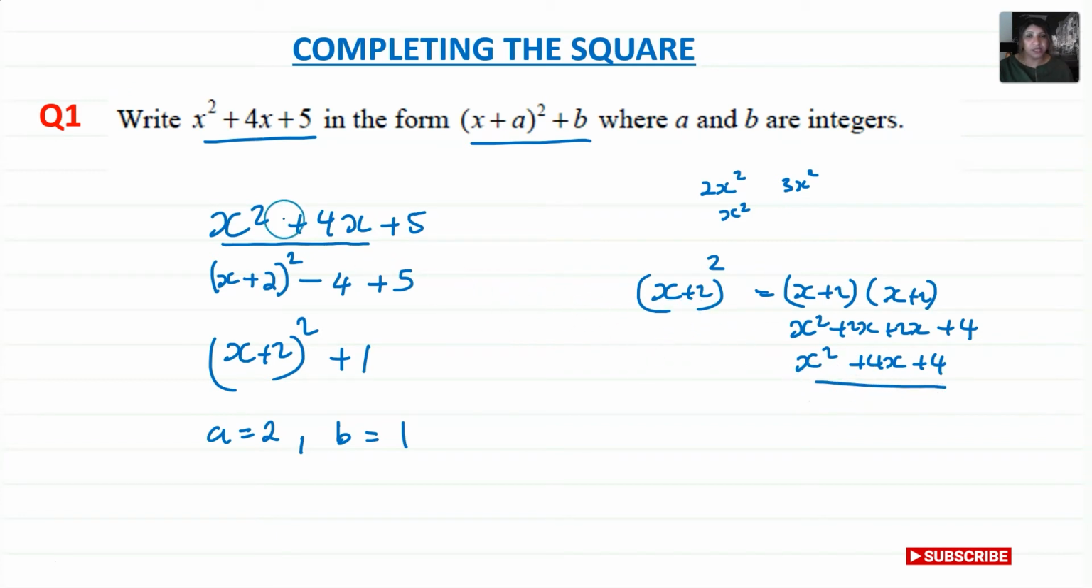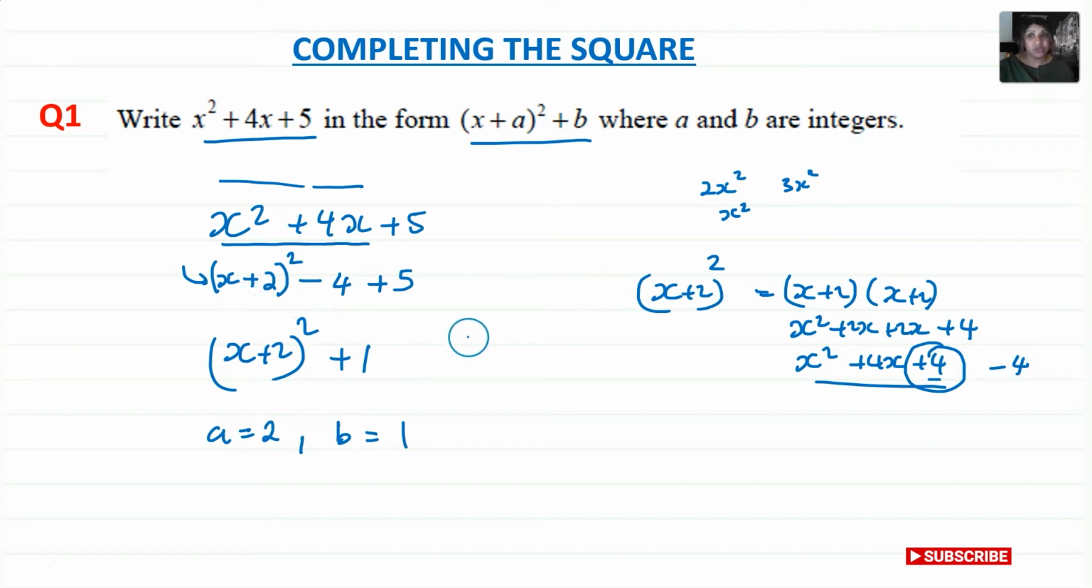Remember, I only considered these two terms to get this bracket here. So if I don't take away the 4, then I've included this 4, and I still have the plus 5, which will give me plus 9 as my final answer, which means I have changed my expression. So you need to get rid of this 4. That's why we take away 4 after doing the square bracket.